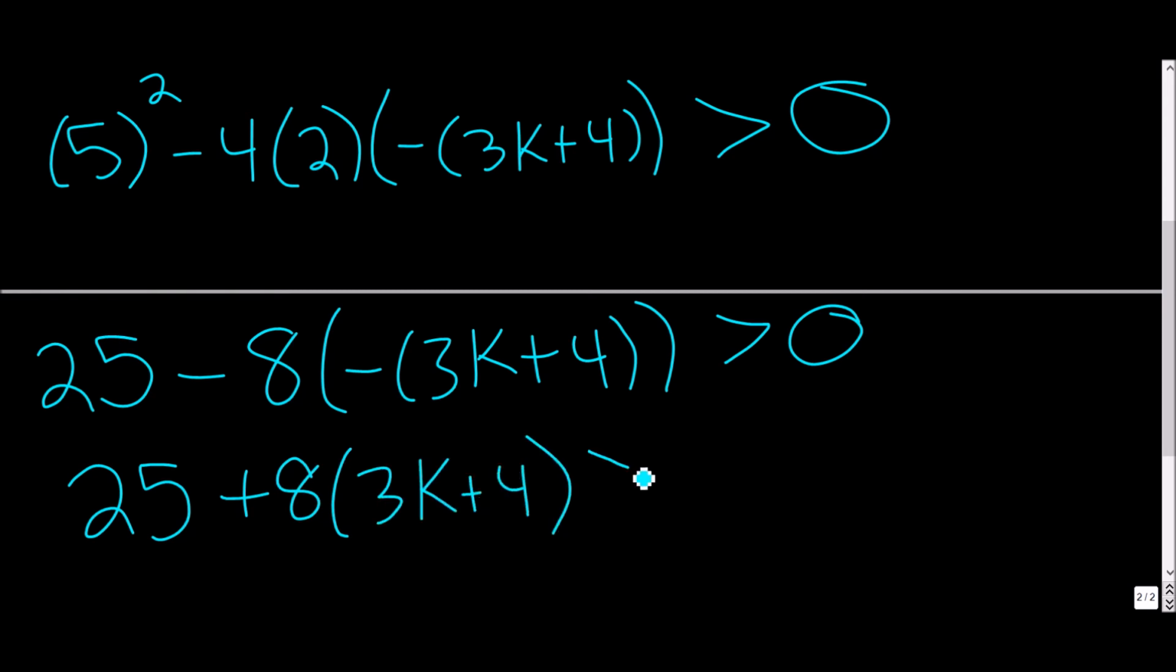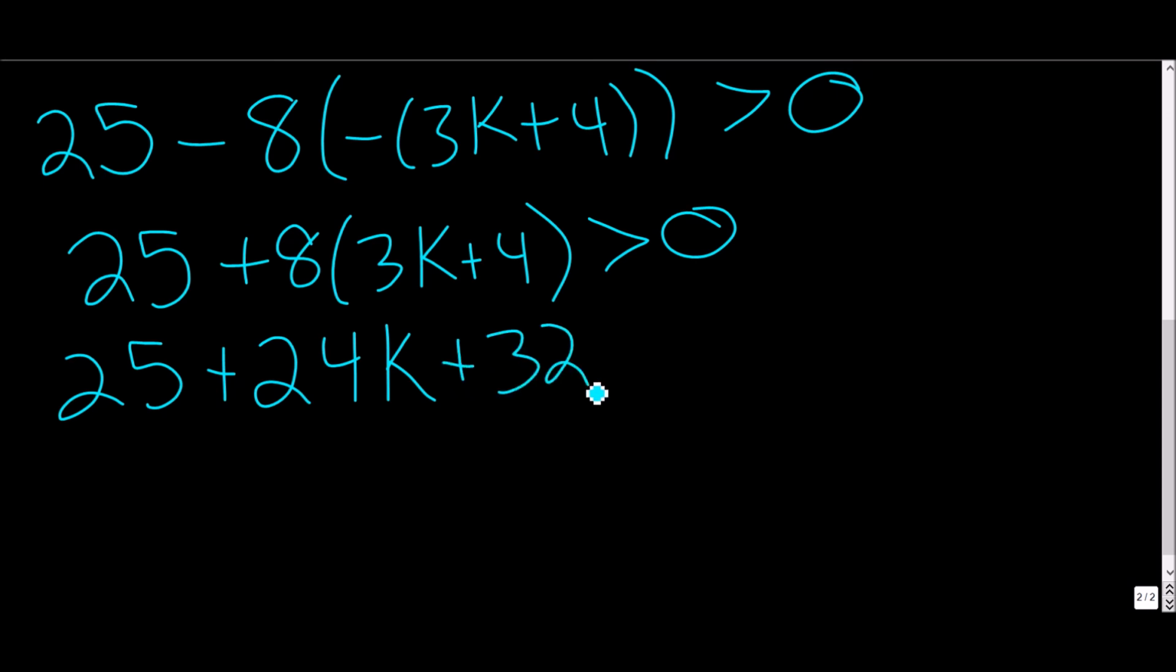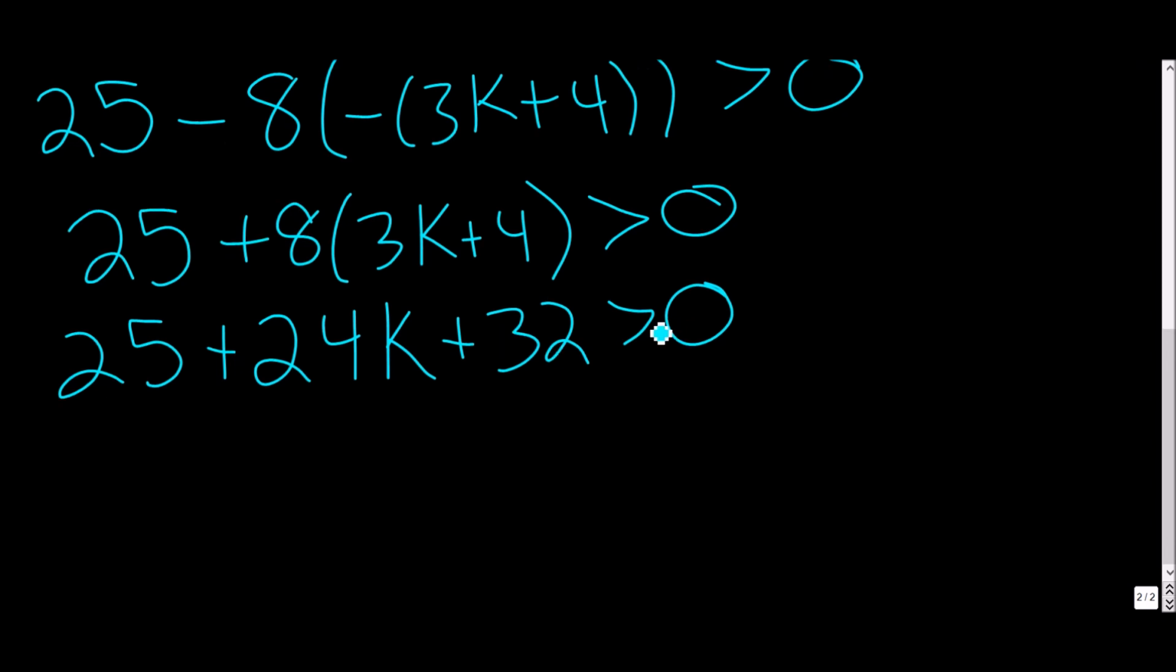Again, multiple ways you can go about that. Just be careful that you're not dropping negatives. So we get 25 plus 8 times 3k is 24k, and 8 times 4 is 32. That's greater than 0. Now, at this point, we want to try to get k by itself, and we want to get everything else on the other side. We're going to solve for k, because this isn't a quadratic equation. This is more of a linear inequality.